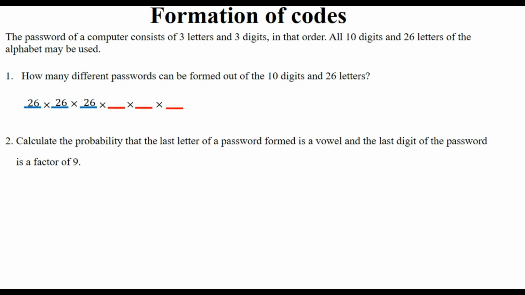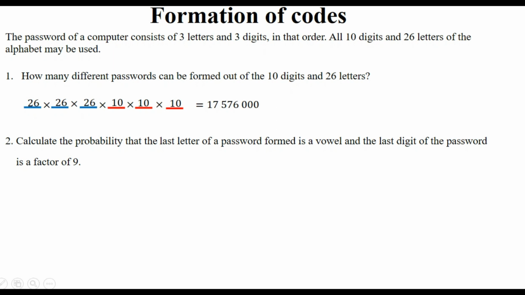Then therefore, how many digits are we using in this formation of the password? We are using 10 digits, and that we have 10, 10, 10. Then how many passwords are possible in this case? Then therefore we have 17,576,000 possible passwords that may be formed in the case of having 3 letters and 3 digits, and a repetition of letters and digits is considered as allowed in this case.